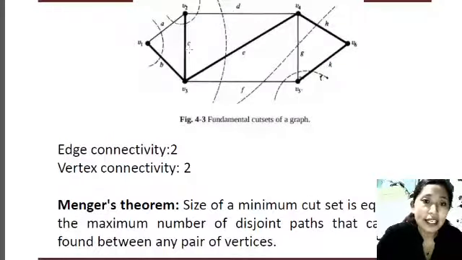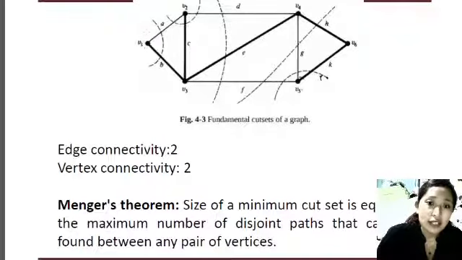So let us take this graph. In this graph, if you try to see, the minimum number of edges you need to remove to make this graph disconnected, let us see here. If you remove these three edges, then the removal of these three edges will make your graph disconnected.